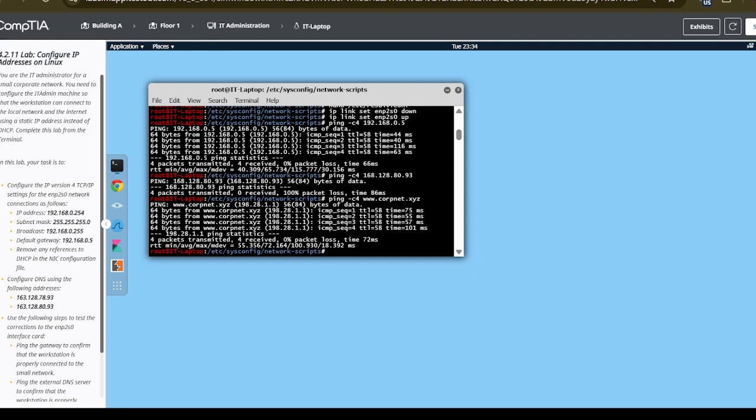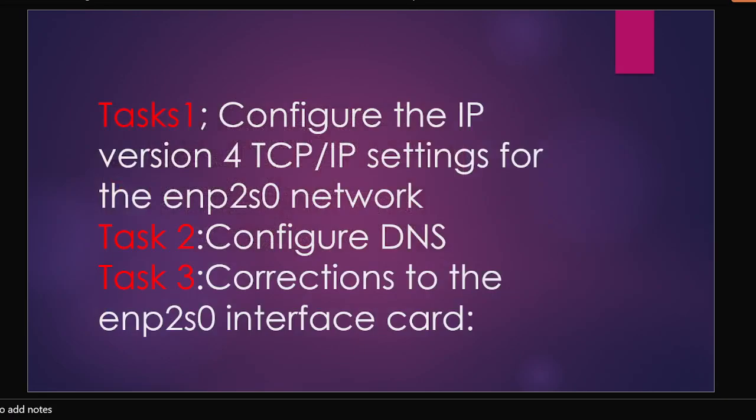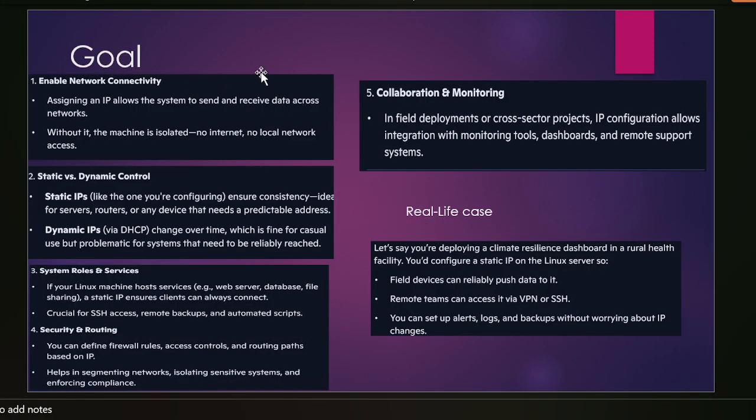So I want us to get into understanding why we did all this. We did all this because our goal was to enable network connectivity. That is, we assigned an IP which allows the system to send and receive data across the network. So without this, the machine would have operated in isolation and there would be no local network access.